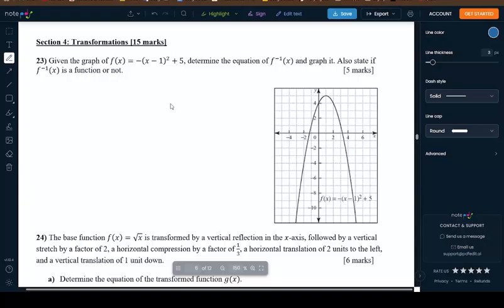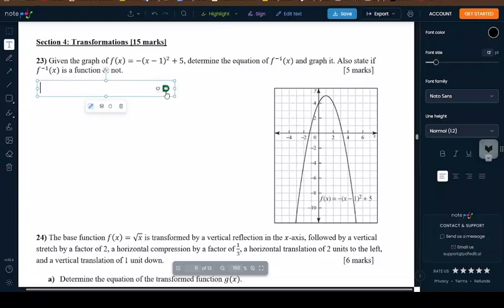Section 4, transformations. And this is the only part where I'm actually not going to be typing it down. And instead, I'll be smart and use a text box. Given the function f of x equals negative x plus 1 squared plus 5, determine the equation of f inverse of x and graph it. Also state if f inverse of x is a function or not. So right away, we have done this enough for you to know that it's not a function. Surprising. So how do we actually do this?